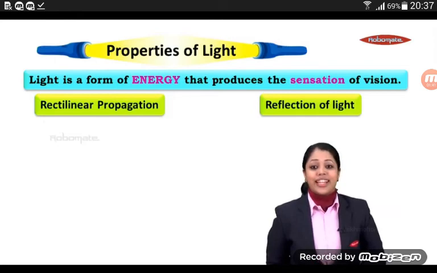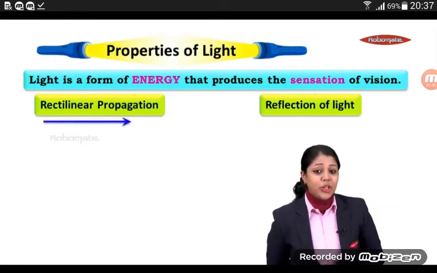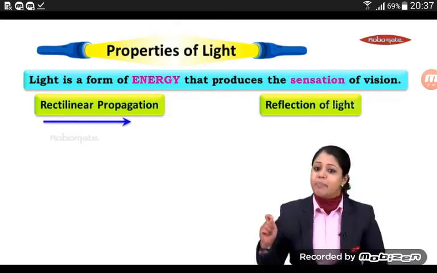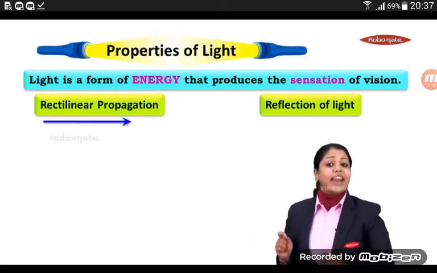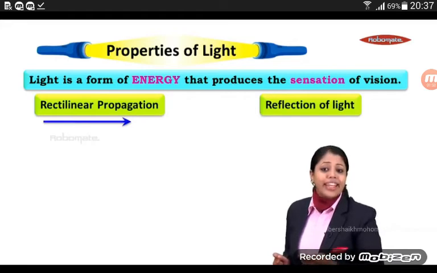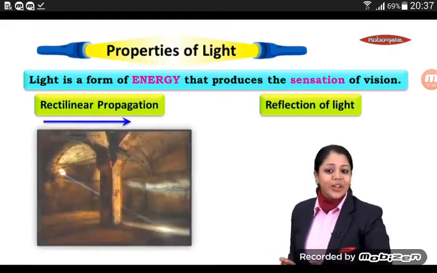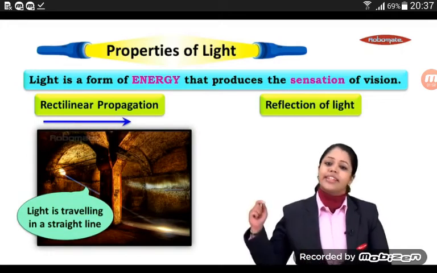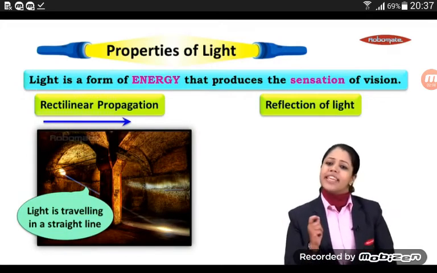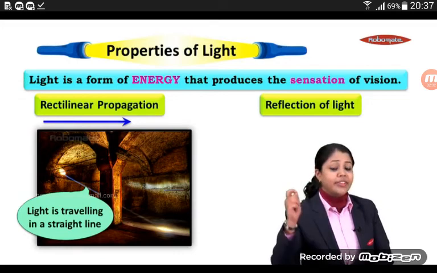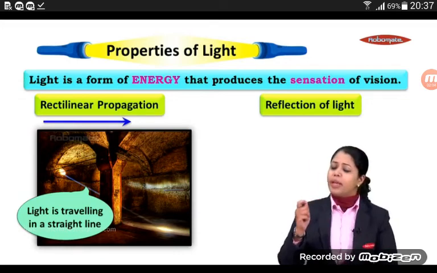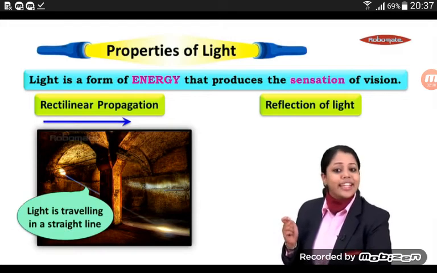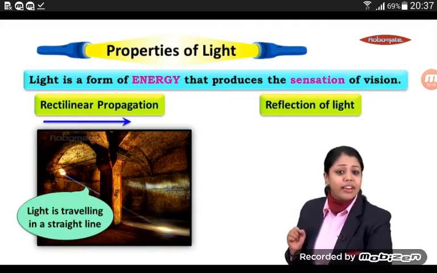Coming to the first thing, that is rectilinear propagation. You are familiar with the term linear, right? Linear means straight and rectilinear means traveling in a straight line. So basically students, light is always traveling in a straight line. You must have seen a beam of light entering a room, right? Whenever a beam of light enters a room, it always travels in a straight line. It doesn't go zigzag, right?